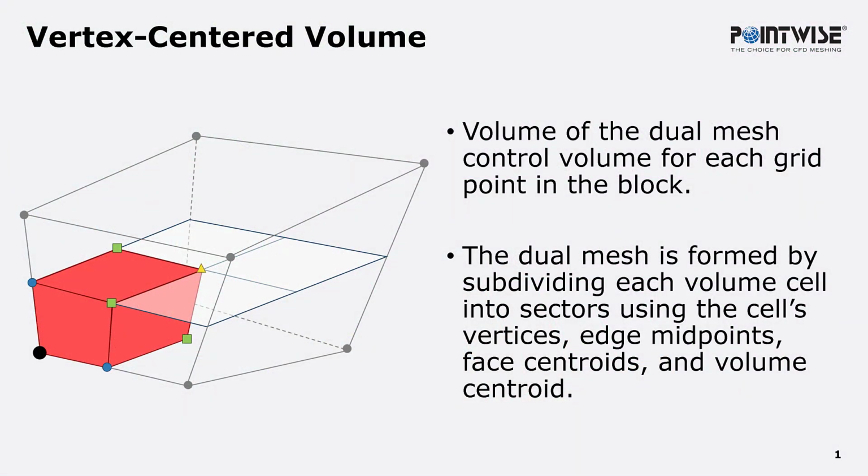The first new metric is Vertex-Centered Volume. This is the volume of the dual mesh control volume associated with each vertex in the mesh. The dual mesh is created by subdividing the volume cells into volume sectors, using the cell's vertices, edge midpoints, face centroids, and volume centroid. The volume sectors are then dispersed to each of the vertices in the cell. For example, here we have a hexahedral volume cell, and the volume sector shown in red belongs to the control volume for the lower left vertex.